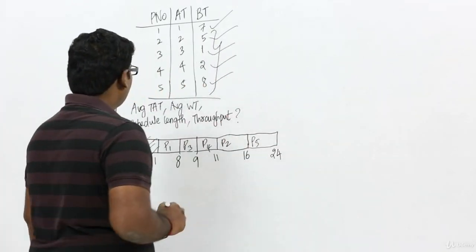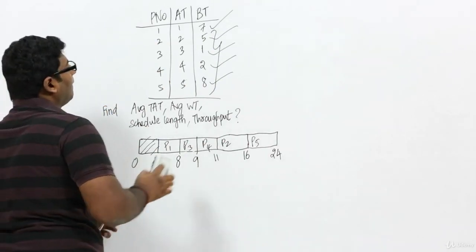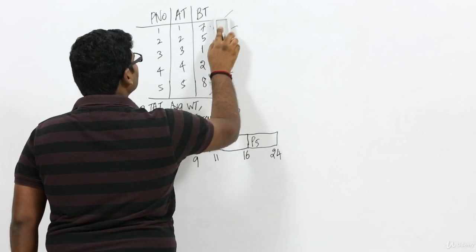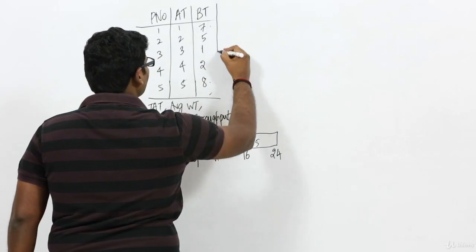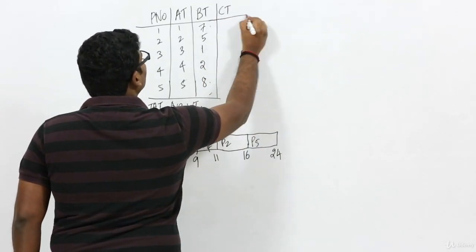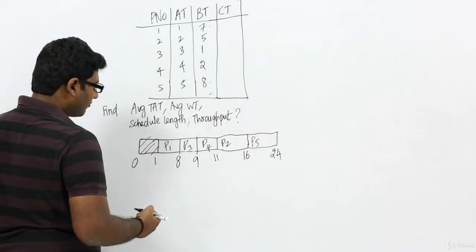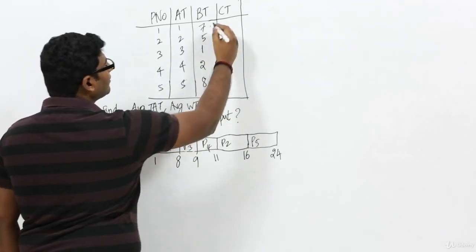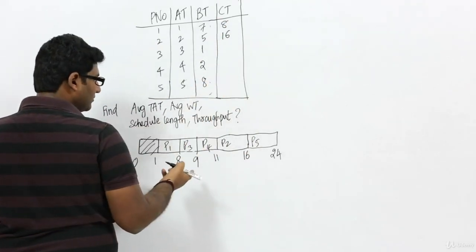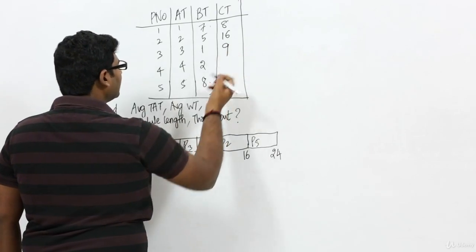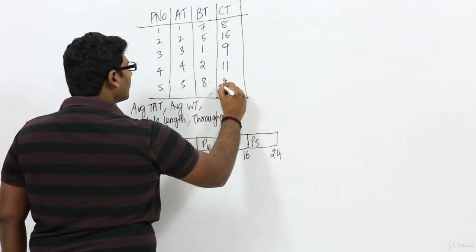Now let's compute the completion time of every process. We already know the completion time from the Gantt chart itself. Completion time of process P1 is 8. Completion time of process P2 is 16. Completion time of process P3 is 9. Completion time of process P4 is 11. And completion time of process P5 is 24.